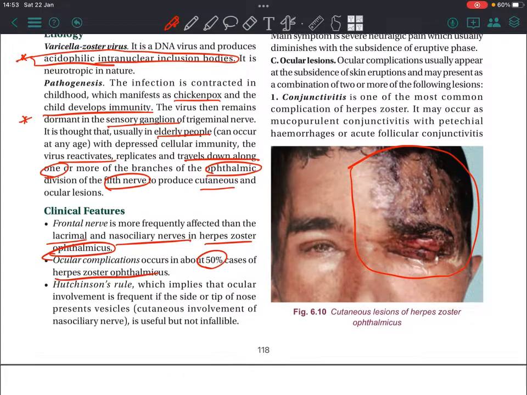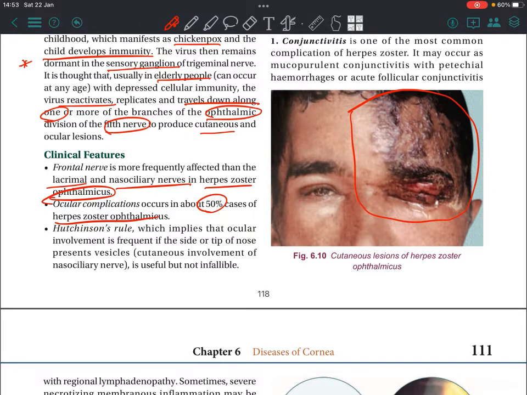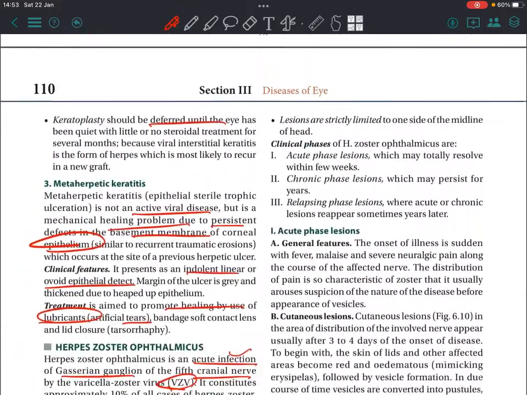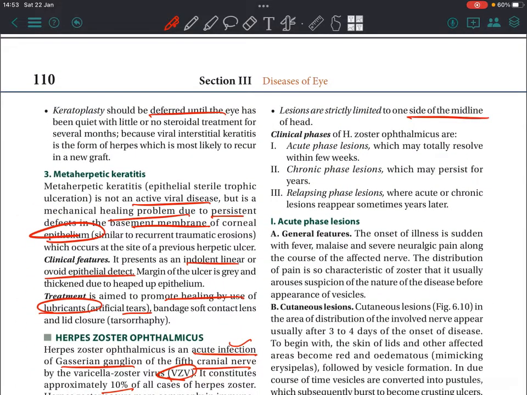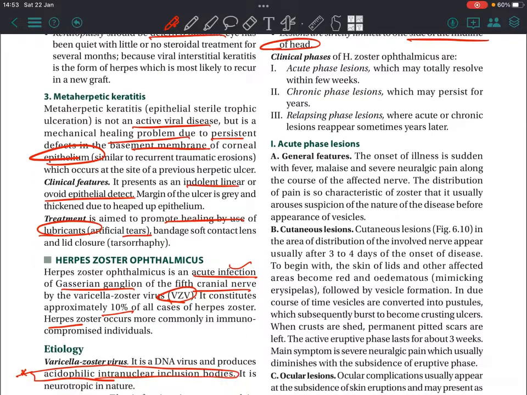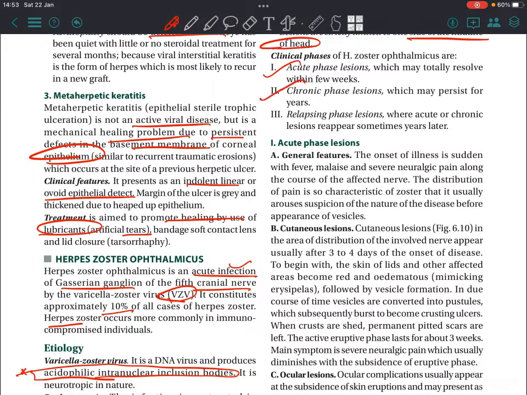Herpes zoster ophthalmicus. Hutchinson's rule, which implies that ocular involvement is frequent if the side or tip of the nose presents vesicles, is useful but not infallible. Lesions are strictly limited to one side of midline of the head. Clinical phases: acute phase lesions, chronic phase lesions, relapsing phase lesions.